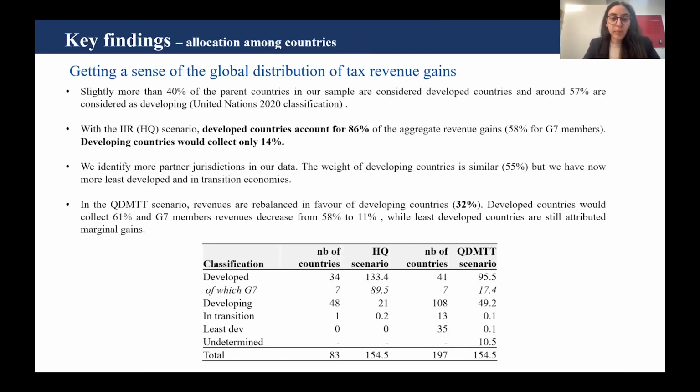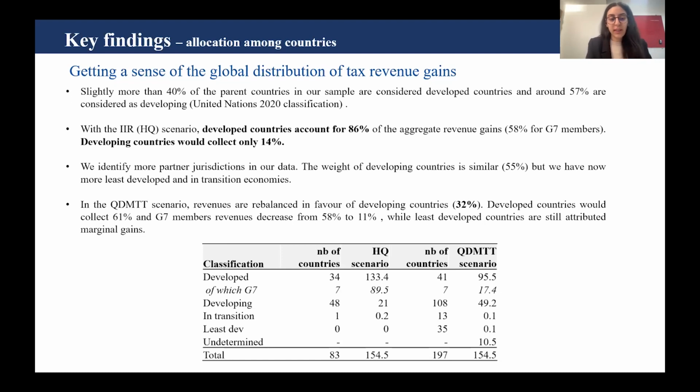Next slide, please. Now, to see how these revenues are distributed across the whole world, we take the classification of developed countries and developing countries from the United Nations 2020 classifications. We try to see who is going to benefit most under the two different scenarios. So in the IRR, where the headquarters country would take the top-up tax itself, we see that the developed countries would benefit the most. They would be collecting around 86% of the revenues, and the G7 countries alone would collect 58%. This is driven by the US because it's going to collect a lot of revenues under the scenario. And developing countries would only collect 14%.